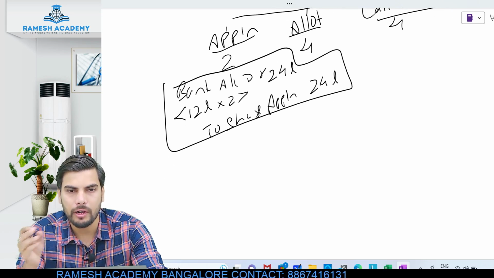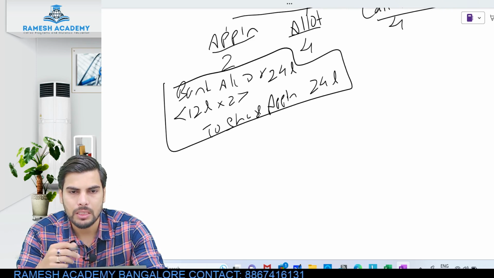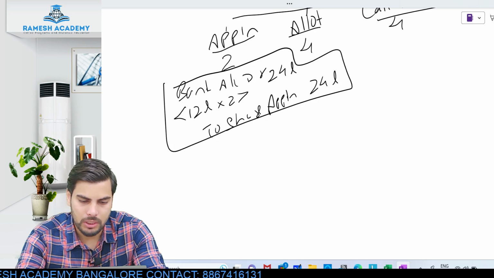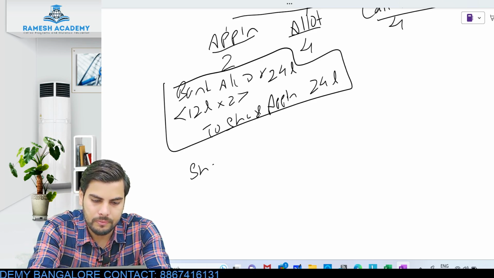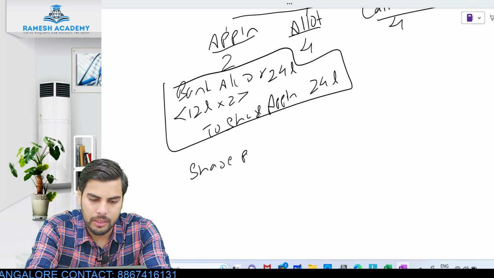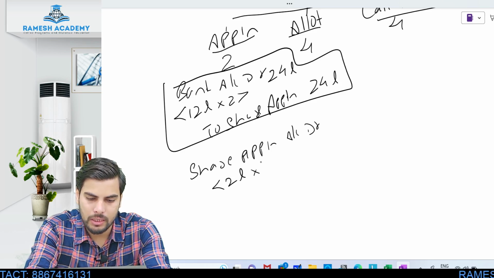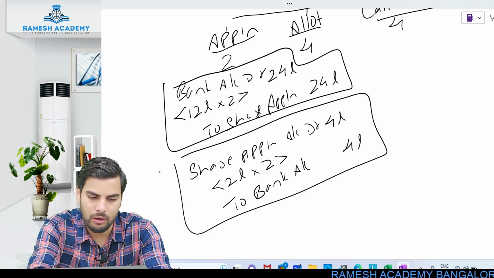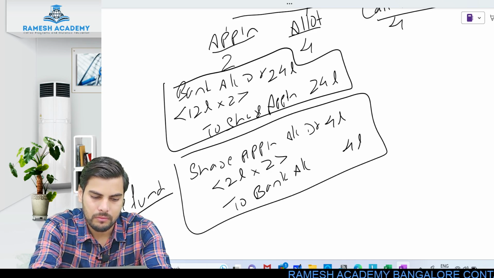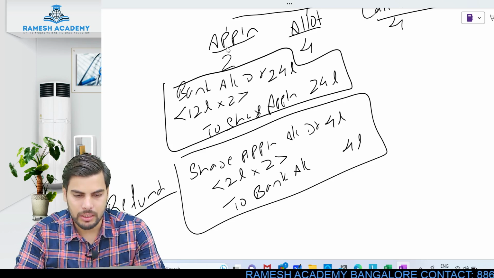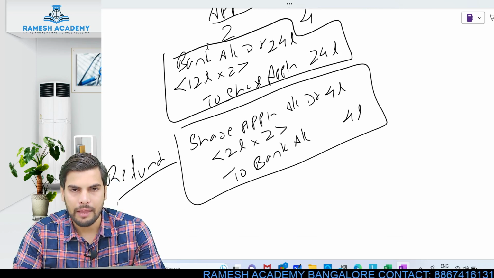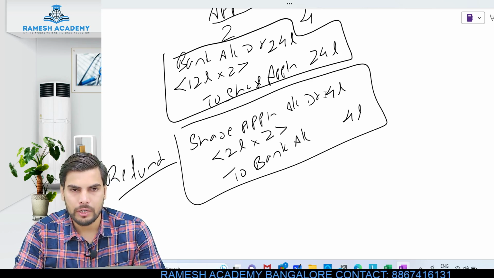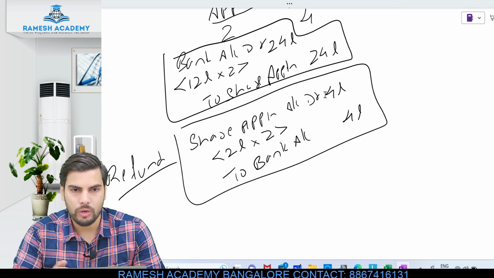So what will be the entry for refunding the excess application money? Yes, the refund entry will be exactly the reversal of this. The entry would be like this: share application account debit, 2 lakh shares into 2 rupees, that is 4 lakh, to bank account, 4 lakh. So this will be the entry for refund. Clear? So when I am refunding this excess application money, this is the entry which I will pass. And then out of 24 lakh, you are refunding 4 lakh, so the balance 20 lakh is what you need to transfer to share capital.